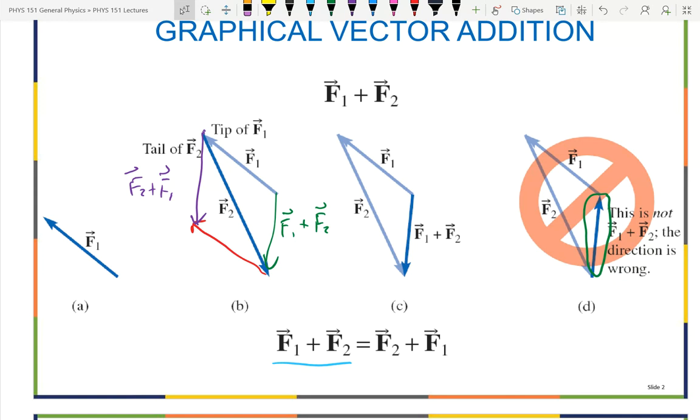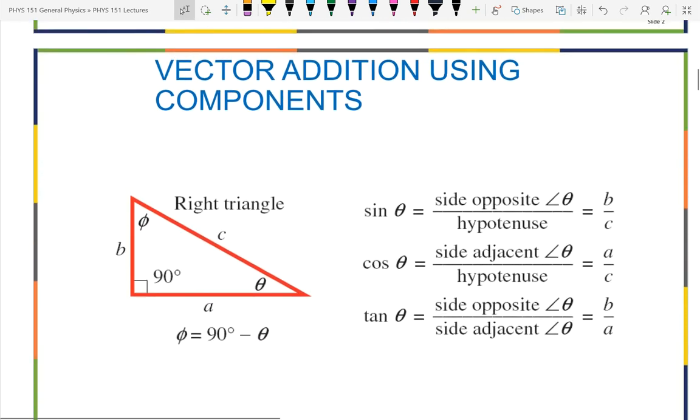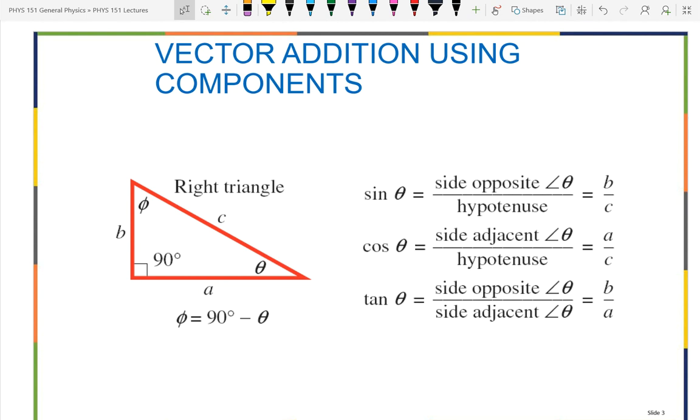I will show an example, a homework problem. You'll have different numbers, so you'll have to use the method, but not the same results. I will show you how to do it both graphically and analytically so we can compare the two. So now let's get into analytical. The analytical method is where you actually get numbers and add numbers.